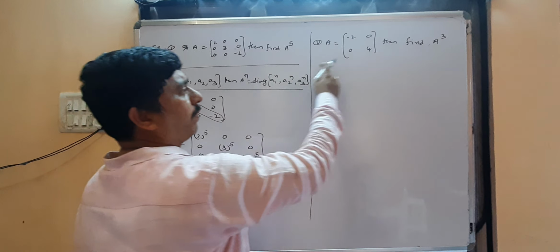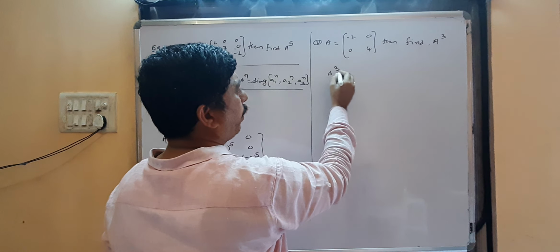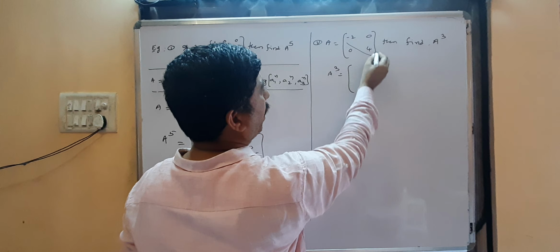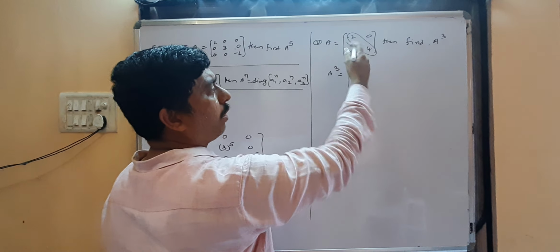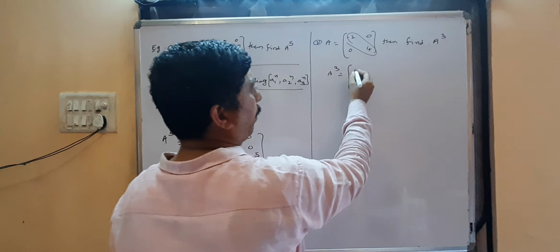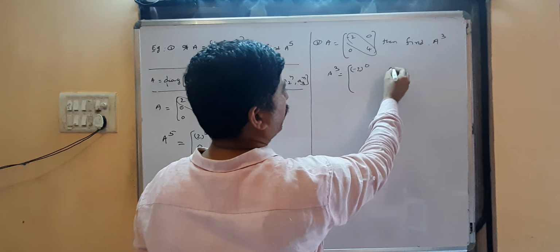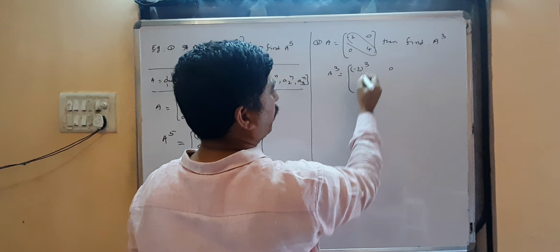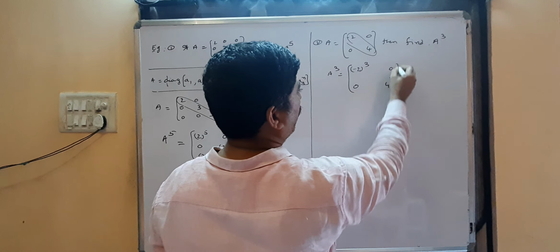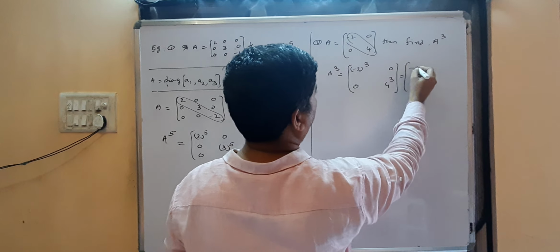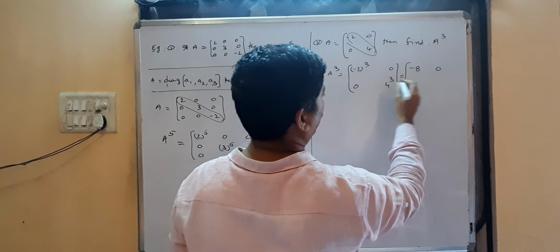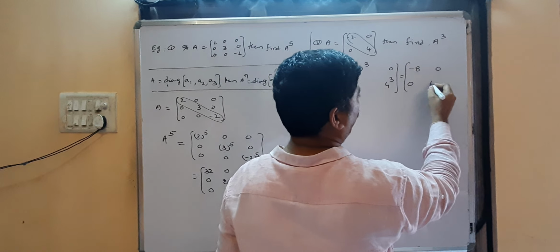Now here A is given, they are asking to find A cube. In A, only the diagonal elements are other than 0. Remaining all elements are 0. So directly you can take minus 2 whole cube, 0 cube, 0, 4 cube. Minus 2 whole cube is minus 8, 0, 0. 4 cube is 64, 4 into 4 into 4.